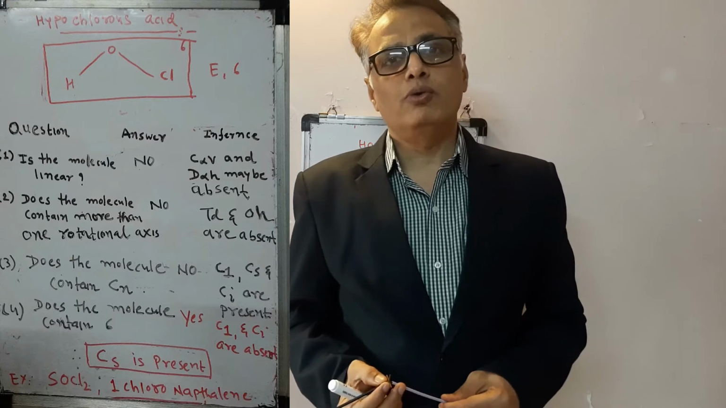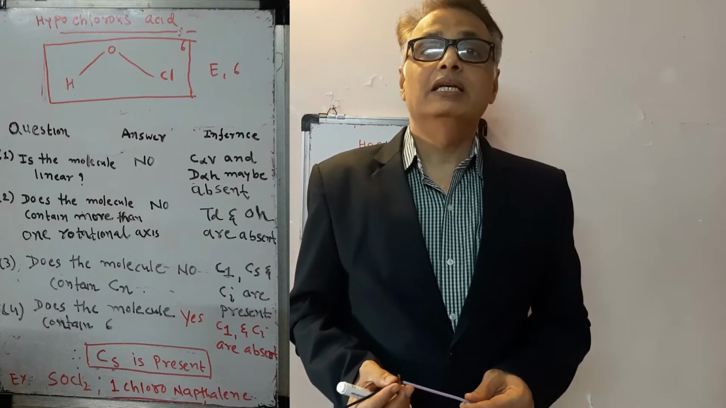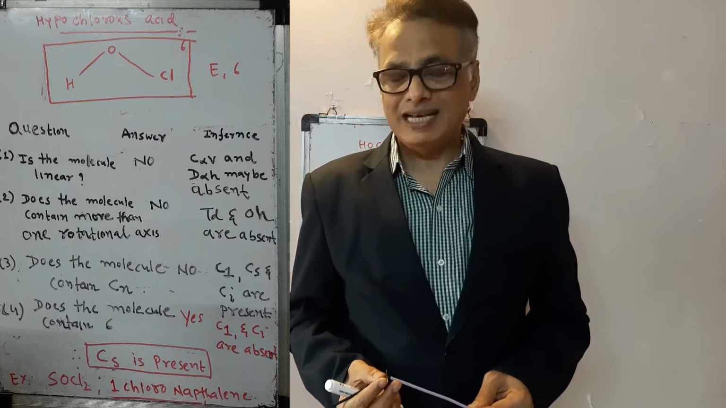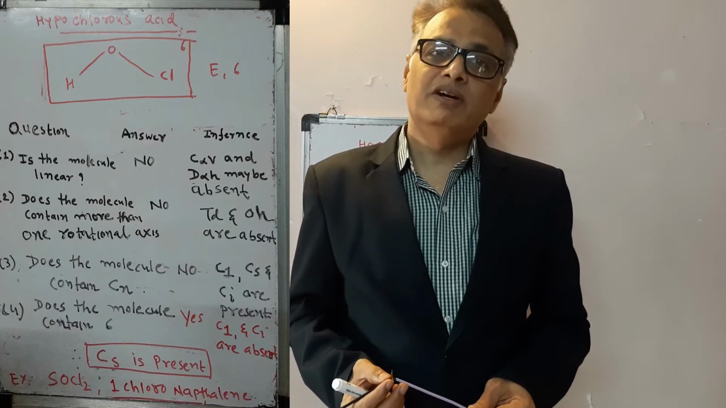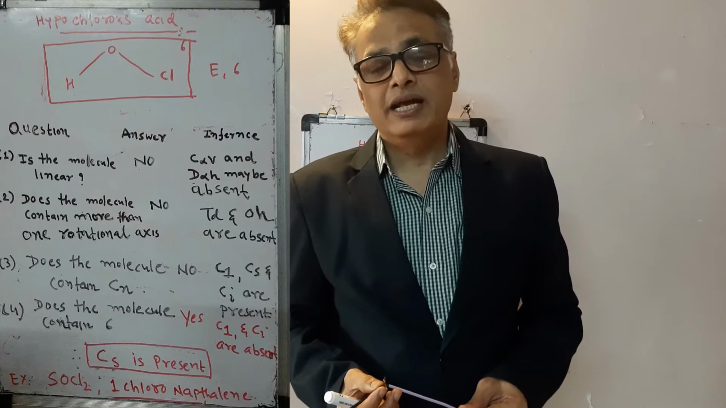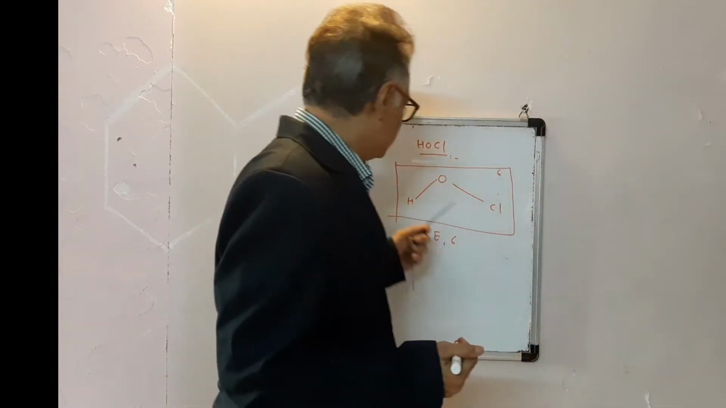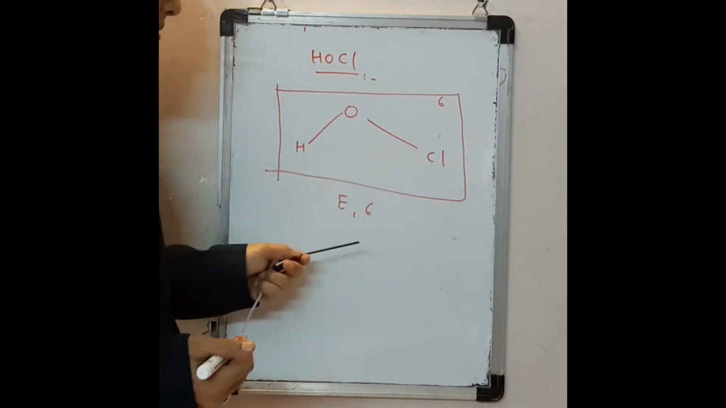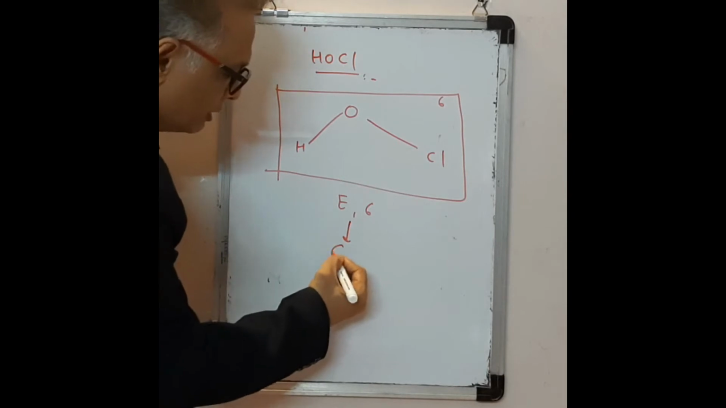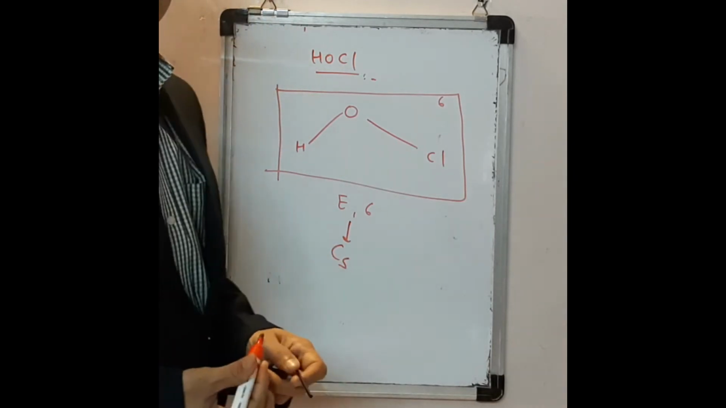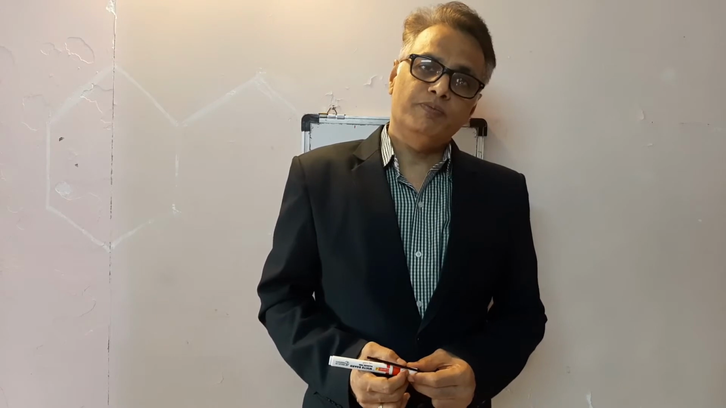Fourth question we are going to ask: does the molecule contain sigma? Answer is yes. Therefore, C1 and Ci are absent, and therefore the point group of this molecule is CS. So here this is HOCl, it contains E and sigma, and therefore the point group of this molecule is CS. SOCl2 and 1-chloro-naphthalene are examples of molecules which belong to the CS point group.